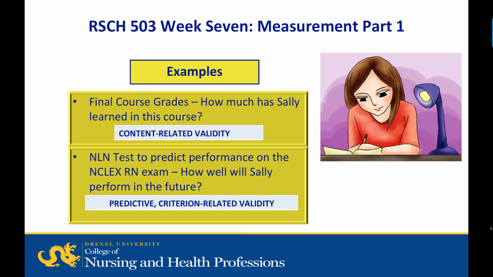As examples, look at these situations. First, Sally's final course grade may be used to answer the question, how much has Sally learned in this course? This is an example of content-related validity. Second, the National League for Nursing test or some other test may be used to predict performance on the NCLEX-RN examination. Thus, the NLN test grade may be used to predict Sally's performance on the NCLEX-RN licensing exam. How well will Sally perform on the NCLEX-RN example? This is an example of predictive criterion-related validity.